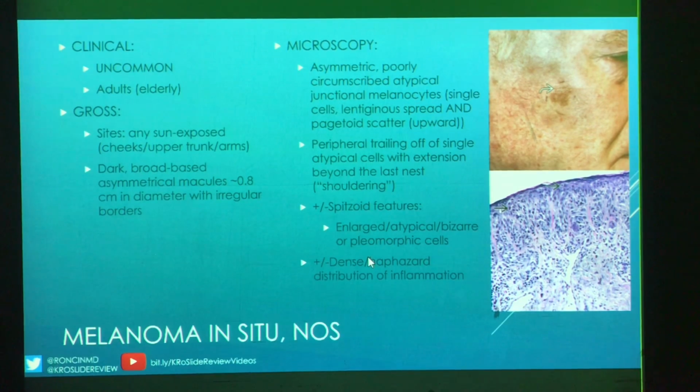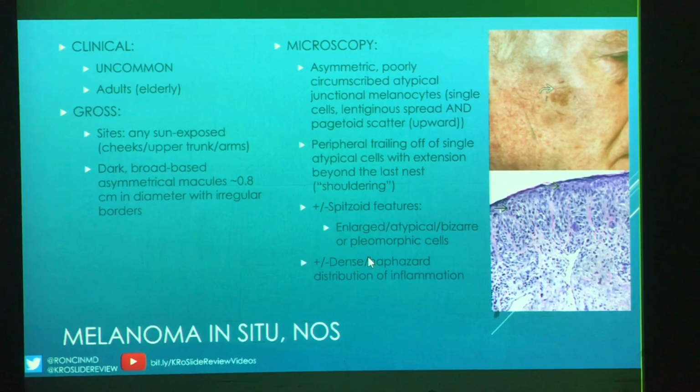On microscopy, they're going to have these atypical junctional melanocytes that are either going to be single cells, or they have lentiginous spread, which means that they spread lengthwise, as well as pagetoid scatter. So again, they're going outwards and they are going up into the epidermis, okay?